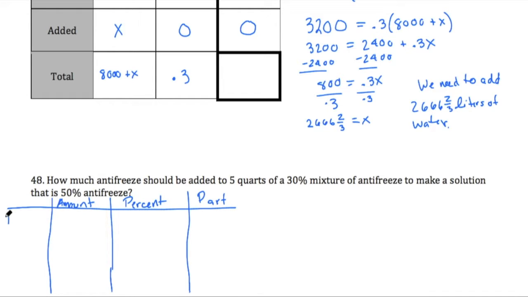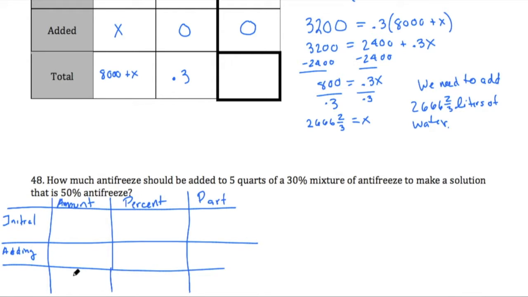Okay, well, we want to talk about what we initially had. We'll also want to talk about what we're adding. And lastly, we'll want to talk about our end or our total solution. So from this problem, we're told that we started with 5 quarts of a 30% mixture of antifreeze, so 0.3. So 5 times 0.3 will give us 1.5 for our part of antifreeze. That's how much of the 5 quarts is antifreeze, so like 1.5 quarts antifreeze. The other 3.5 quarts could be water or other things.